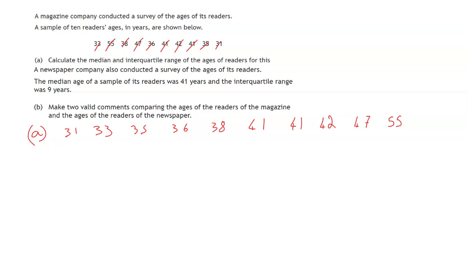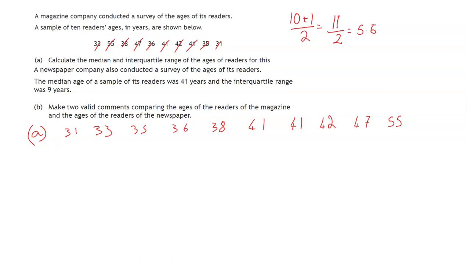Now, the median is the middle of an ordered set of numbers. In this set, I've got 10 readers' ages. There's a quick way of finding the position of your median. If I take the total number of bits of data, so 10, add 1, and then divide my answer by 2, I'm going to get 11 divided by 2, so 5.5.